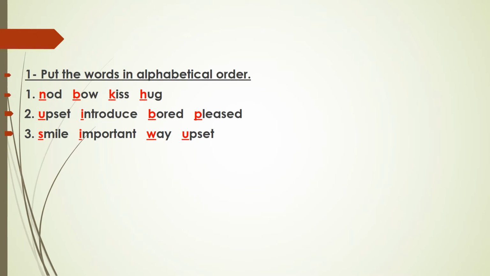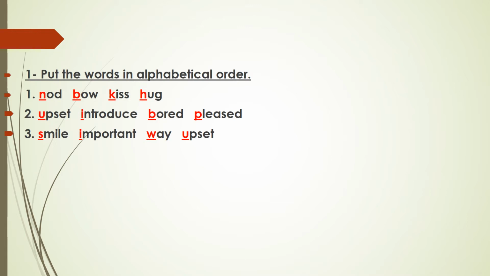Now let's start with exercise 1. Put the words in alphabetical order. In this exercise we have some words. I want you to look at the first letter of each word and to underline it. After that you are going to see which letter comes before.